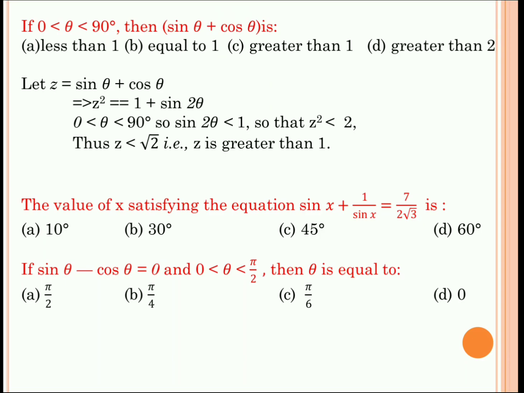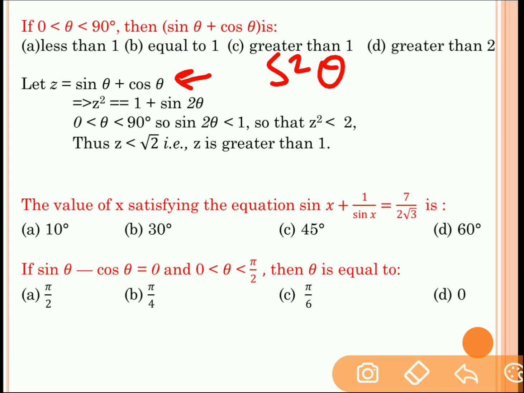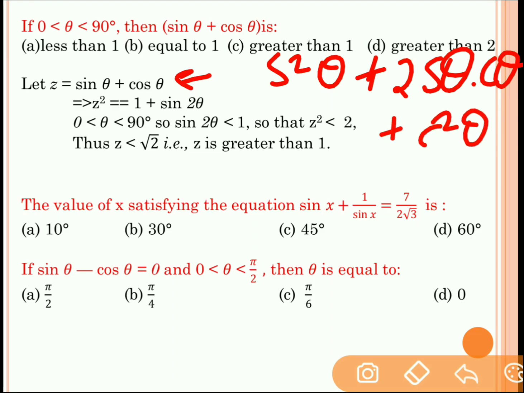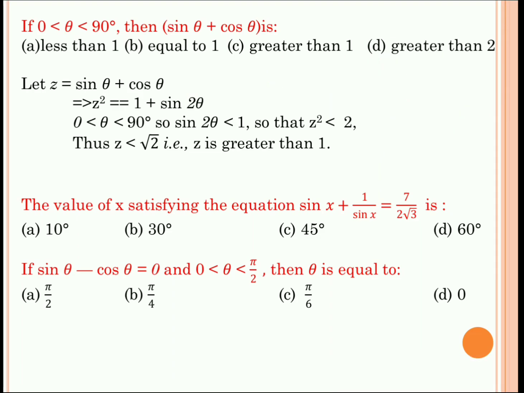Or what you can do is, you can say that variable z is equal to sin theta plus cos theta. Now we can square this variable, so you will get sin theta plus cos theta the whole square. So that will be equal to what? Sin square theta plus 2 sin theta into cos theta plus cos square theta. Now sin square theta plus cos square theta is equal to 1. So the expression will become z square is equal to what? 1 plus sin 2 theta.